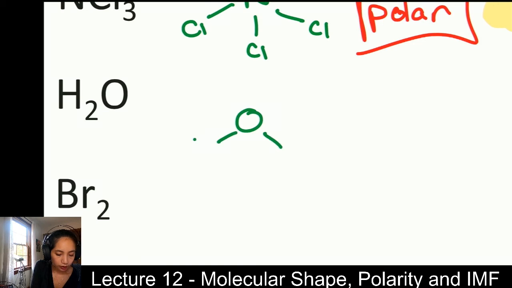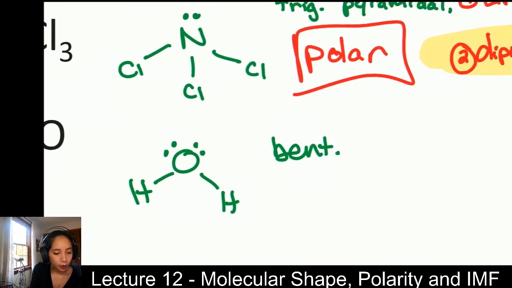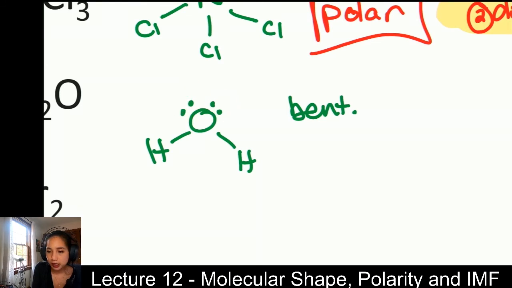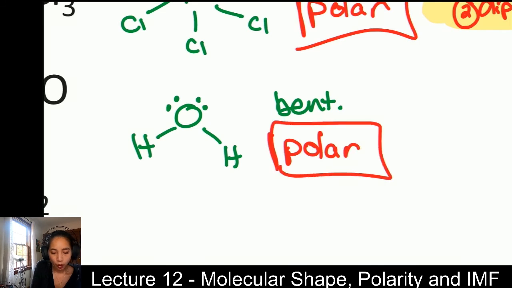So water has this Lewis structure. It also has a tetrahedral electron geometry, but it has a bent molecular geometry. And kind of like in our previous example, because of the existence of those lone pairs that's disrupting the symmetry of our tetrahedral, this also has a permanent dipole. So this is also polar. Water is polar. That's why it's such a great solvent.